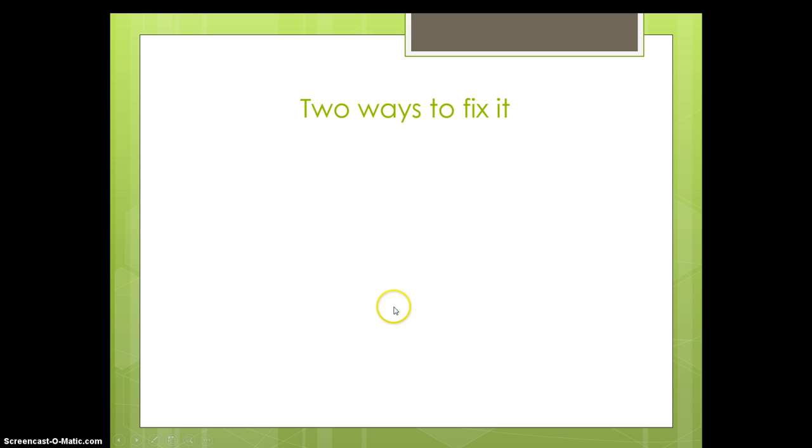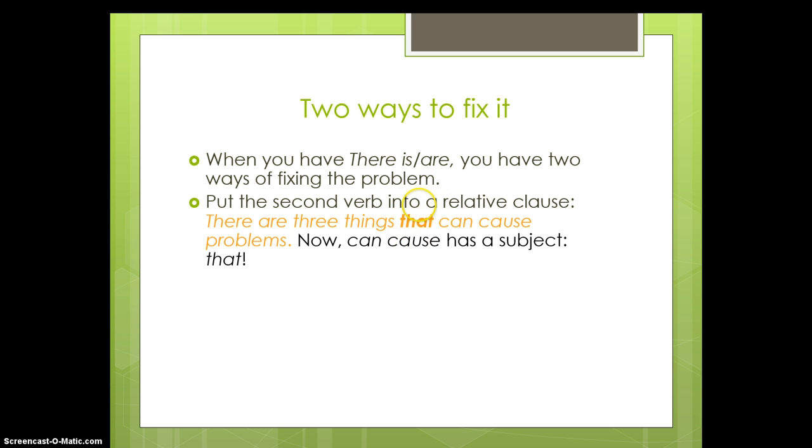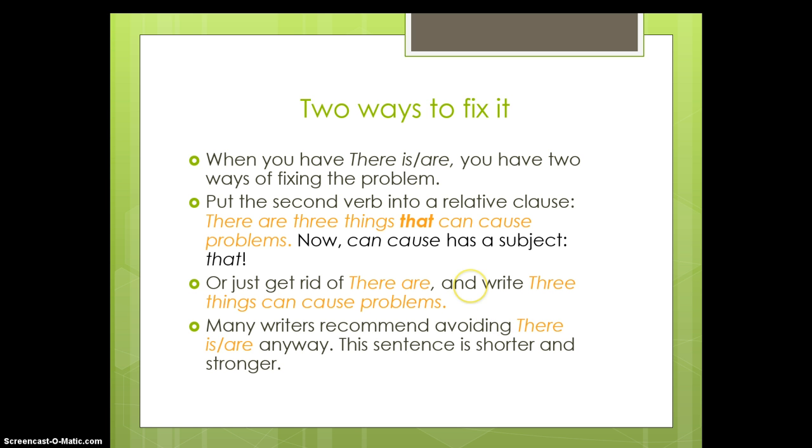Well, when you have a sentence with there is or there are, there are two ways to fix it, not just one. The first way is to use a relative clause, just like you did the last time. So there are three things that can cause problems. But with there is or there are, there's another option. You can just take away there are and then write three things can cause problems. And this is actually usually a preferable solution, because many experts on writing recommend avoiding there is or there are anyway. When you take it out, your sentence is shorter, and often it's stronger.